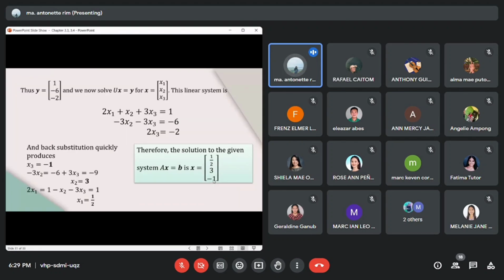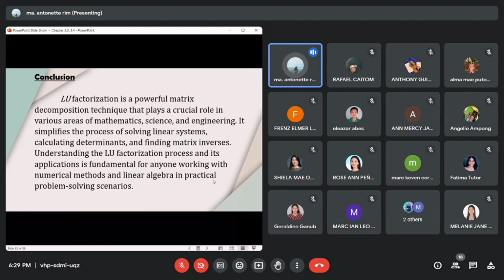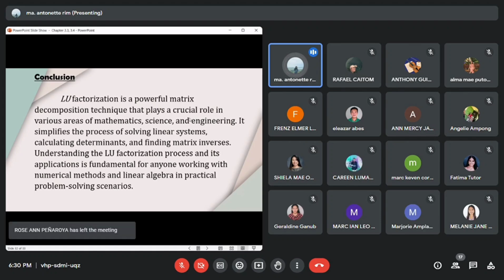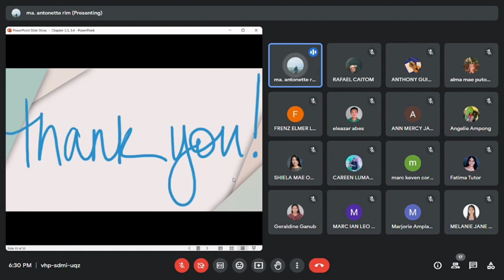Okay, so human na ta. Okay, conclusion. So LU factorization is a powerful matrix decomposition technique that plays a crucial role in various areas of mathematics, sciences, and engineering. It simplifies the process of solving linear systems, calculating the determinants, and finding matrix inverses. So understanding the LU factorization process and its applications is fundamental for anyone working with numerical methods and linear algebra in practical problem-solving scenarios. Okay, so that would be all for my topic.